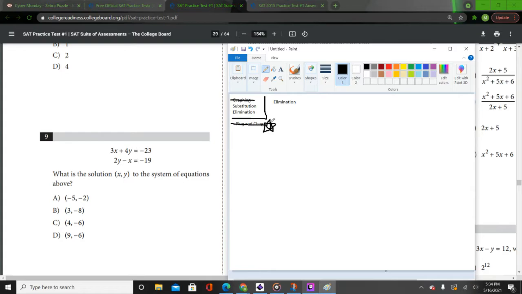For instance, here, let's just do plug and chug for A. Negative 5 is equal to x, and negative 2 is equal to y. Let's use the bottom equation, just because the top one I think it works, the bottom one I know it's wrong. But yeah, 2y minus x is equal to negative 19.